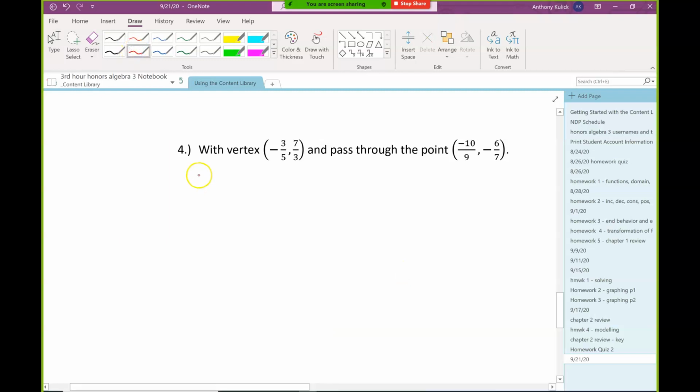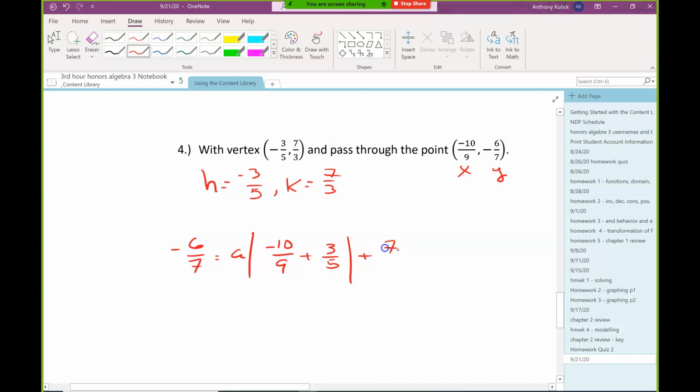Okay. So h is -3/5. K is cool. And then this guy is going to be my x and y. So -6/7 equals a times the absolute value of -10/9 plus 3/5, plus 7/3. So far, so good. Okay.